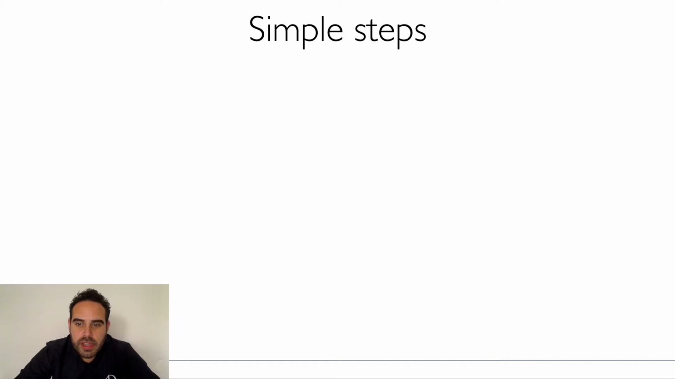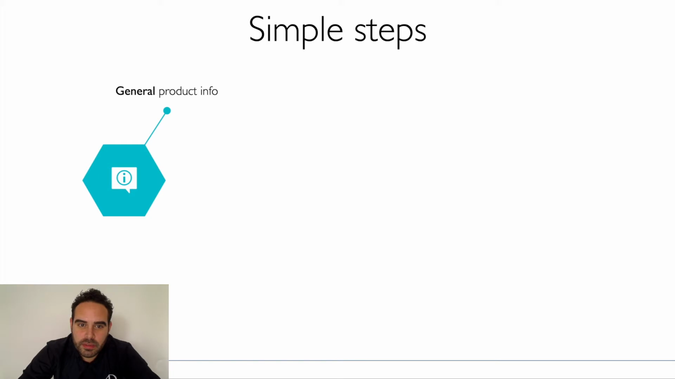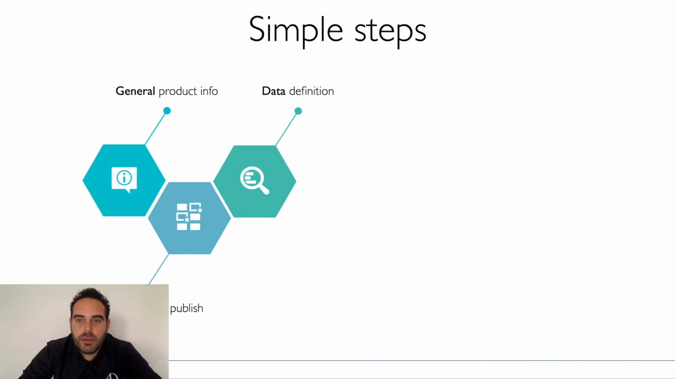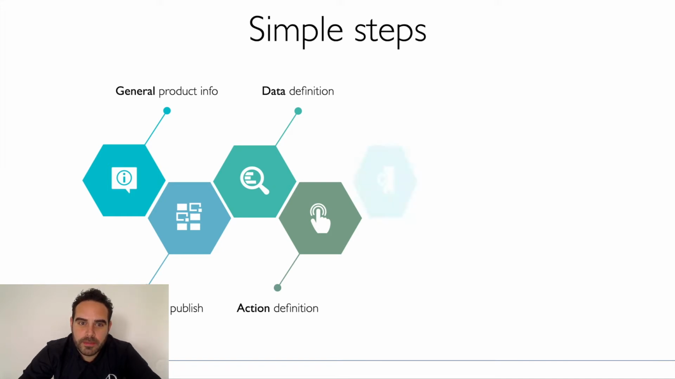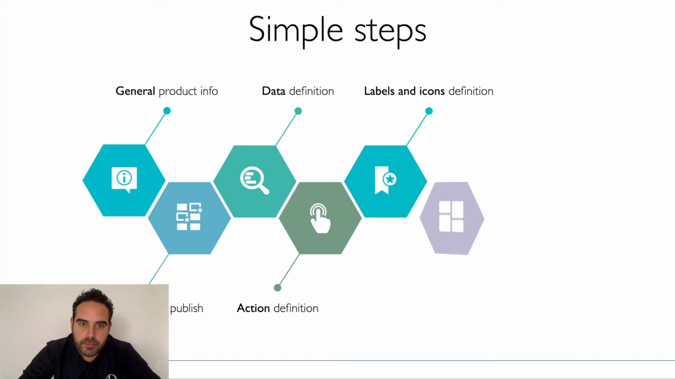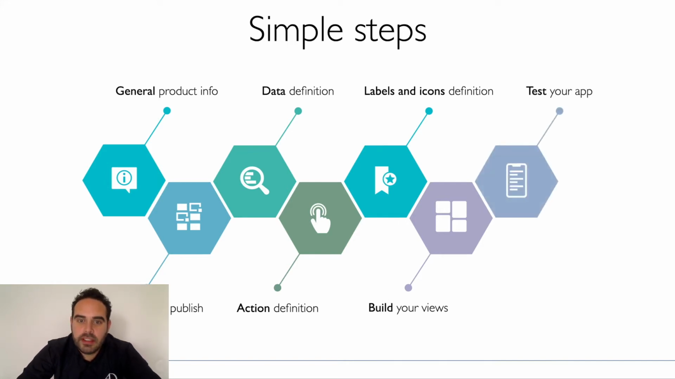Let's go through the creation process to have a little overview of the different steps. To build your app, you will need to define general information about your app, structure, the data you want to embed into your app, action forms to execute actions from your app, icons, labels, and formatters for your fields, your iOS views, of course, and finally, test your app using the simulator.